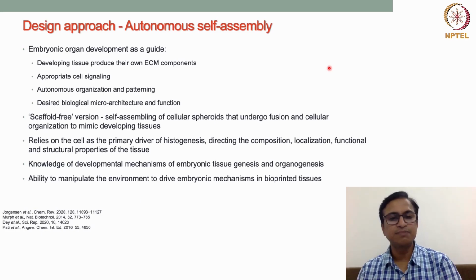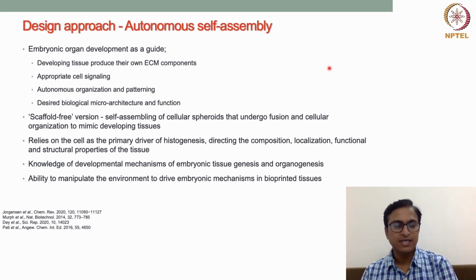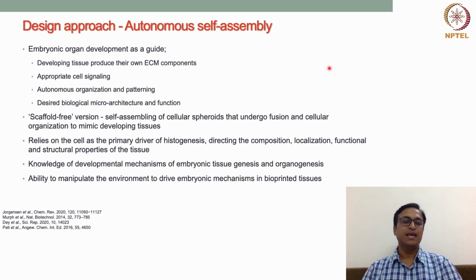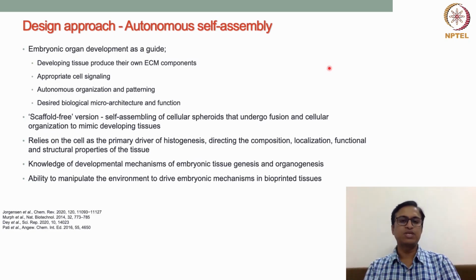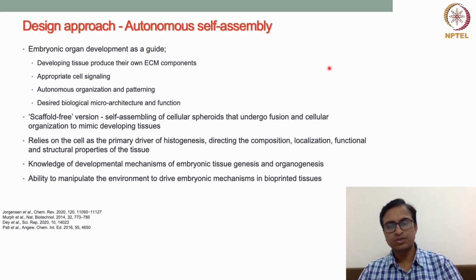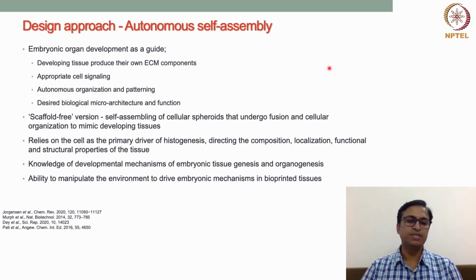So here cells assemble into cellular spheroids that undergo fusion and cellular organization to mimic the developing tissue. As happens in embryonic organ development, the cells assemble together, then the cellular spheroids undergo fusion and organization, and new organs or new tissue will develop from there. So that can be a clue, and we can also use that for bioprinting.